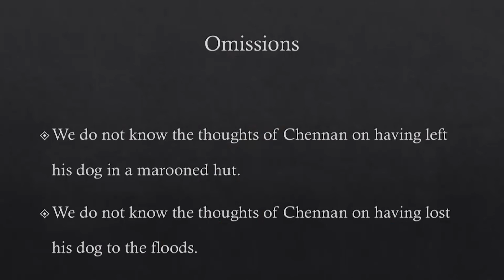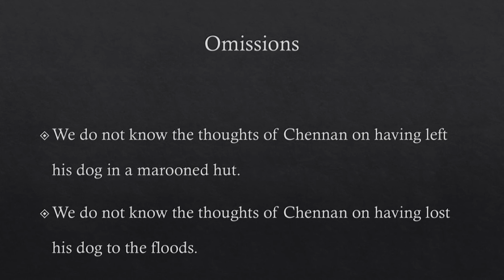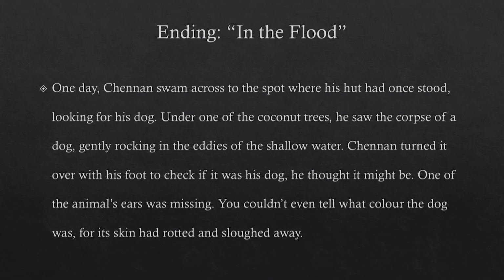So we do not know the thoughts of Chenin on having left his dog in a marooned hut. The narrator doesn't give us those thoughts of Chenin, so we hit a blank wall when we want to find out what Chenin thinks about having left his dog behind. And we also do not know the thoughts of Chenin on having lost his dog to the floods. If we look at the passage, nowhere is it mentioned what Chenin actually thinks in terms of the loss. The only reference to thought is here: Chenin turned it over with his foot to check if it was his dog, and he thought it could be his own dog. Apart from this, there is no suggestion that Chenin is feeling the pain of having lost his dog.